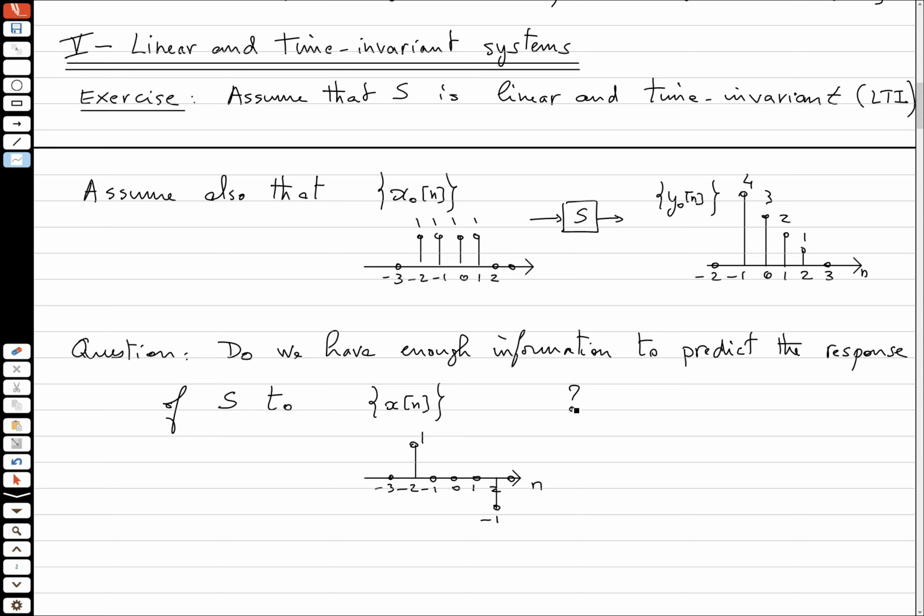All right, so the response of S to x of n means the output of S when this is the input. So that's the question. And you're going to vote. Okay, how many of you say yes? How many of you say no?